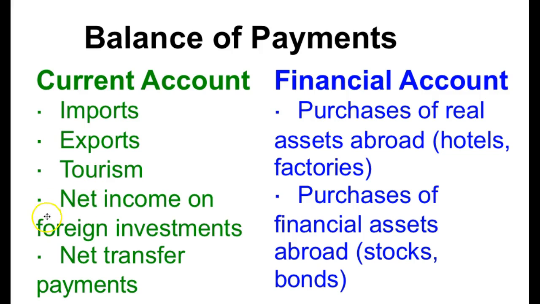We're going to come back to this one, the net income on foreign investments, in a moment. Let's skip ahead to net transfer payments. That's where you just send money to somebody. Let's say you want to help with famine relief efforts in Africa, or you want to help people in Haiti and you just send cash.